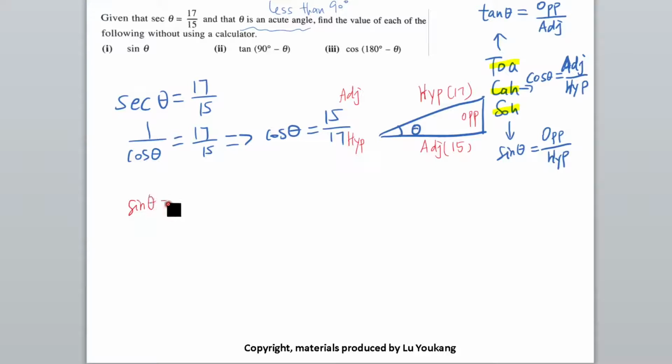So with this, we can find our part 1, sine theta. Sine theta is opposite over hypotenuse because it's SOH. Therefore, in this right angle triangle, we have to find out what our opposite is. For a right angle triangle, you know that we can use Pythagoras theorem: opposite squared plus adjacent squared equals hypotenuse squared. And we are using Pythagoras theorem here.